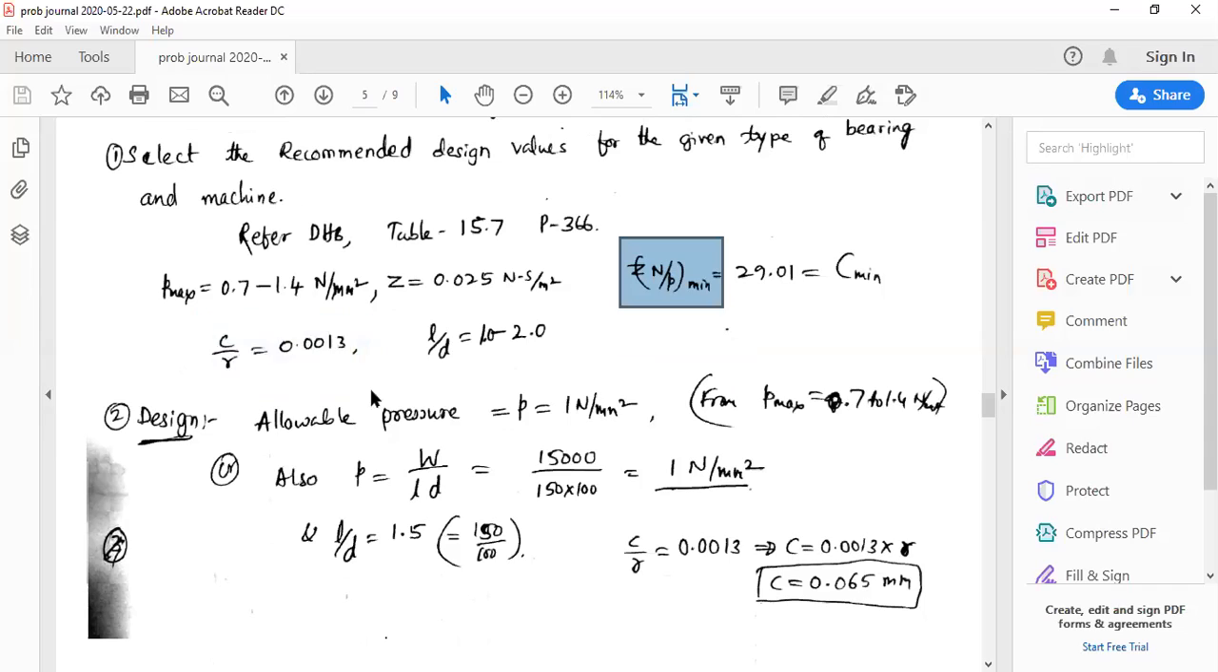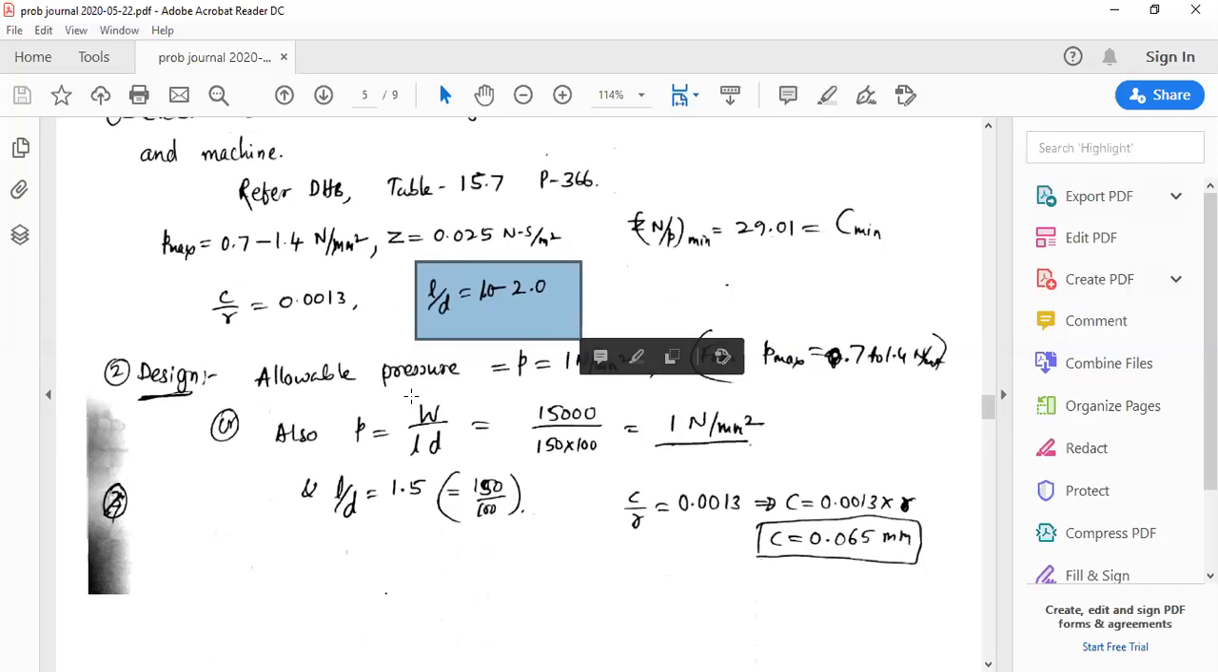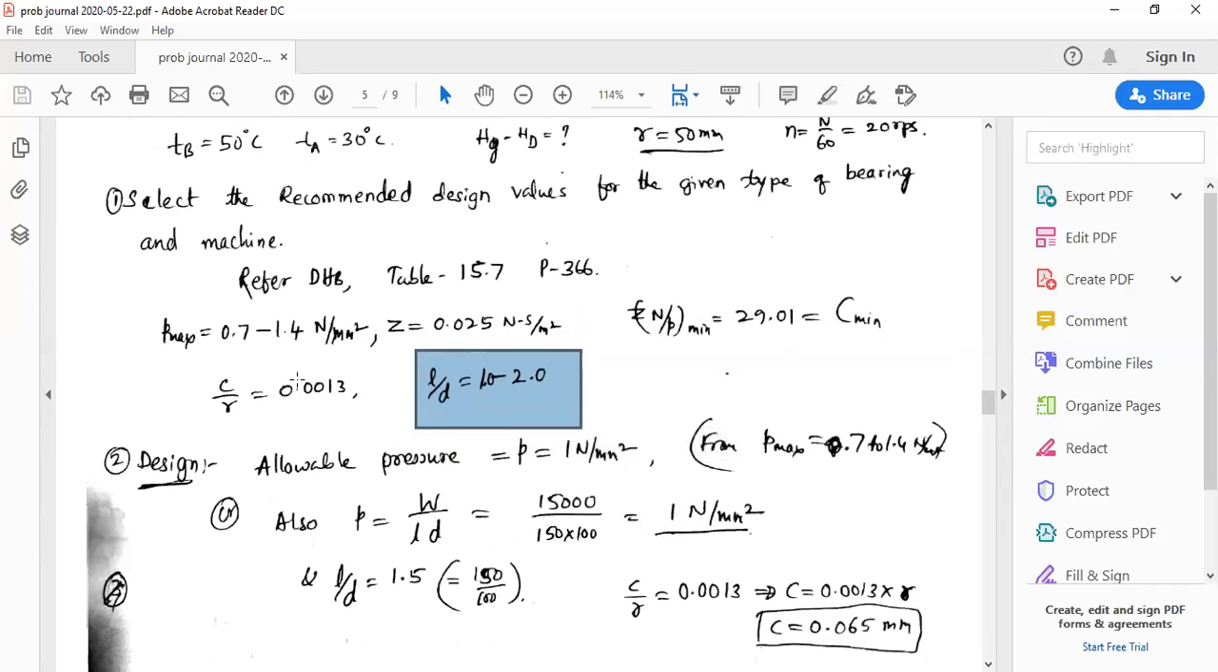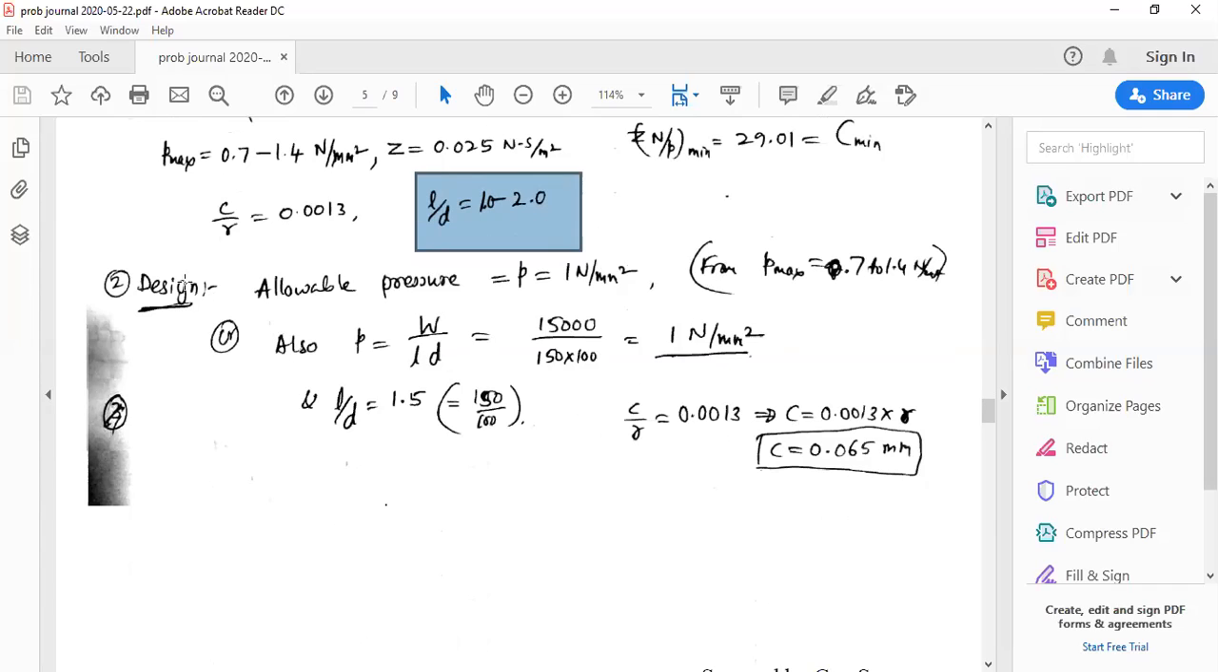The ratio C by R is 0.0013, and the L by D ratio lies between 1 and 2. These are the recommended design parameters referred from the data handbook, taken from table number 15.7. Now the second step, that is the design.